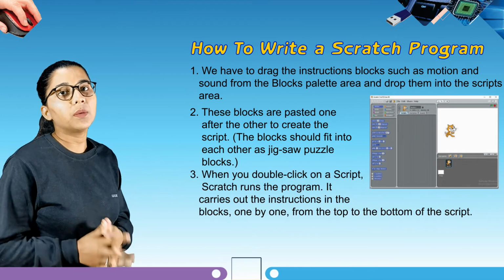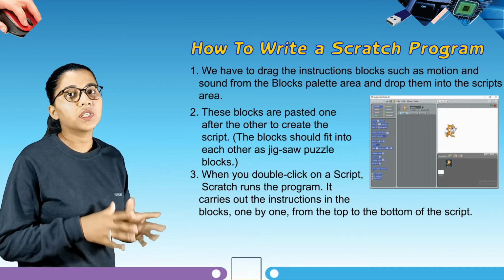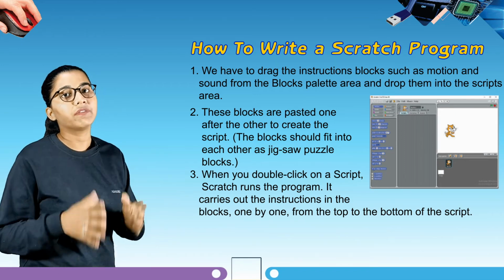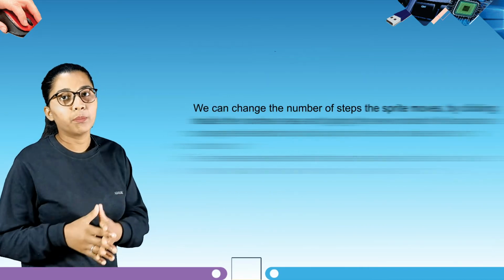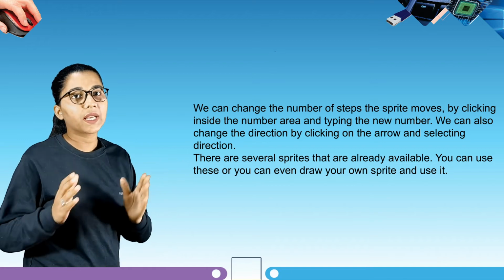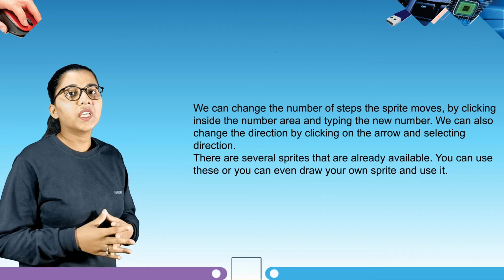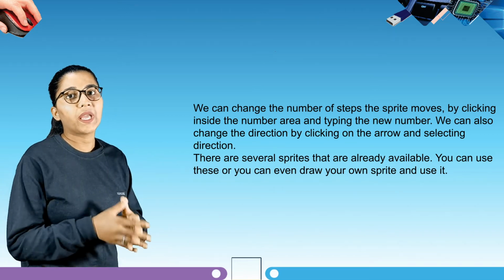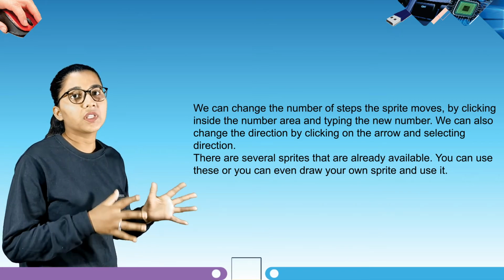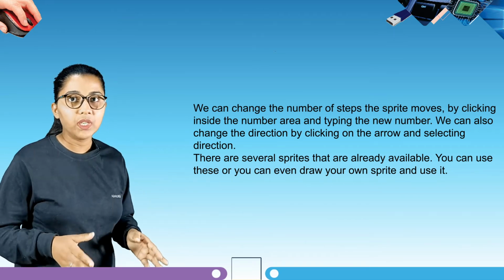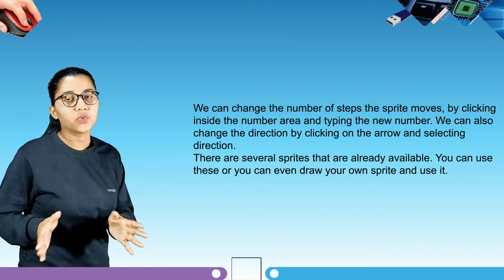Third, when you double click on a script, Scratch runs the program. It carries out the instructions in the blocks one by one from the top to the bottom of the script. We can change the number of steps the sprite moves by clicking inside the number area and typing the new number. We can also change the direction by clicking on the arrow and selecting directions. There are several sprites that are already available. You can use these, or you can even draw your own sprite and use it.